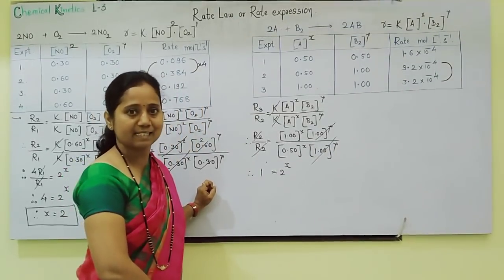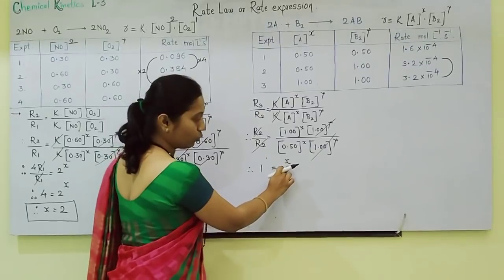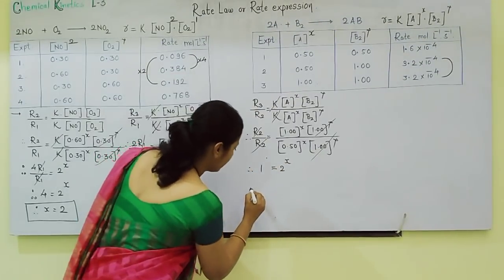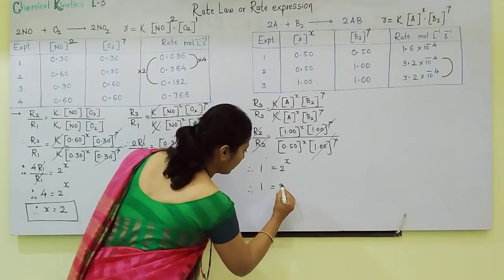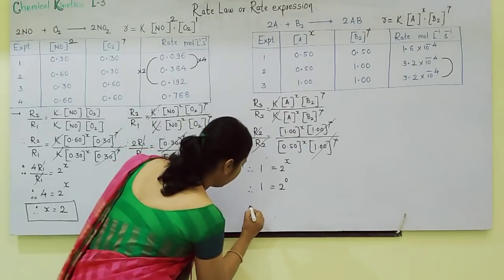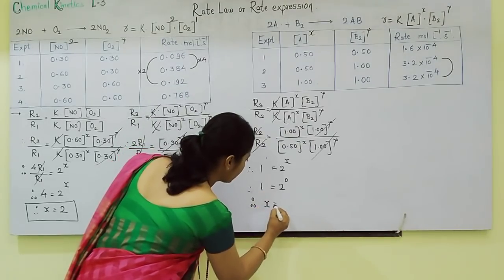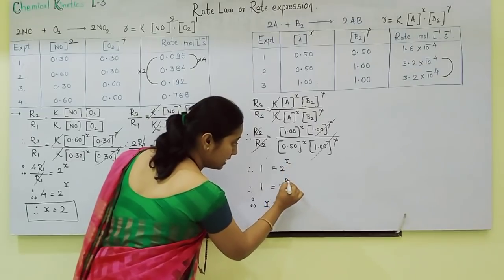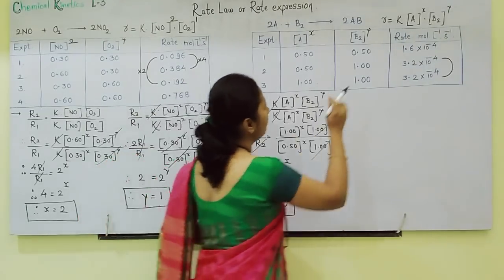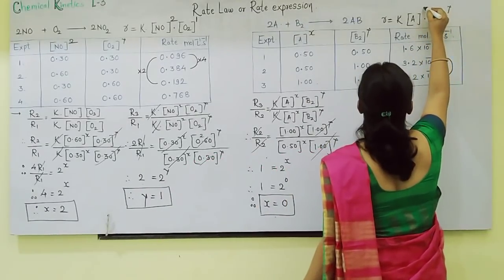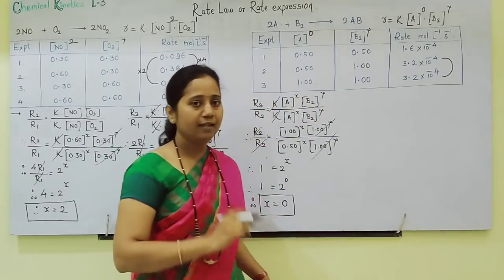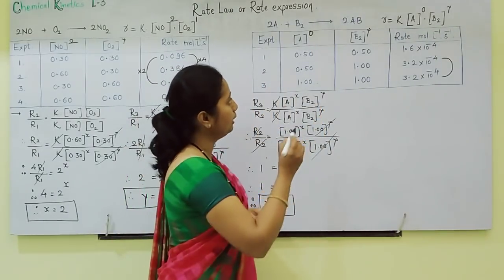Student, guess what x is. 2 raised to which number is equal to 1? You can say that 1 means 2 raised to 0. Anything raised to 0 is equal to 1. Therefore, we got the x value as 0. So A is raised to 0. Now we want to find the y value.